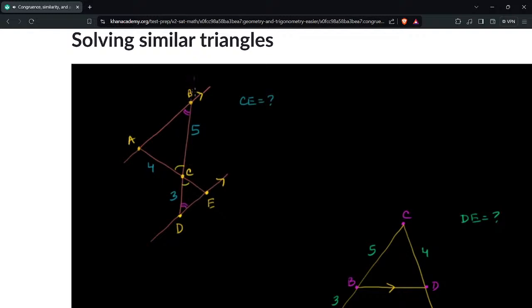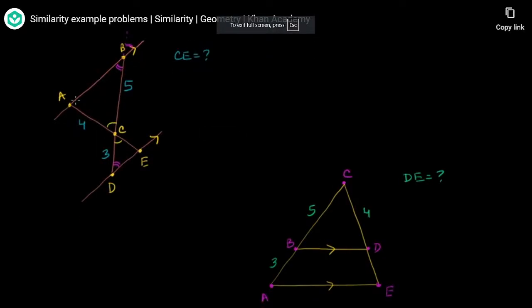Or you could say that if you continue this transversal, you would have a corresponding angle with CDE right up here, and that this one's just vertical. Either way, this angle and this angle are going to be congruent. So we've established that we have two triangles, and two of the corresponding angles are the same, and that by itself is enough to establish similarity. We actually could show that this angle and this angle are also congruent by alternate interior angles, but we don't have to. So we already know that they are similar.